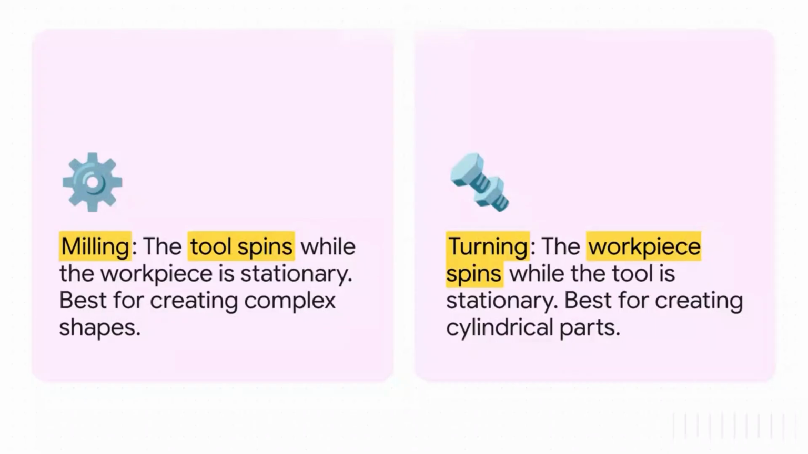You know, you'll often hear people talk about milling and turning in the same breath. They're related, but the difference is actually really simple and really important. With milling, the tool is what spins, while the part you're cutting stays still. Think complex shapes like an engine block. With turning, it's the complete opposite. The part spins really fast, and the tool just stays in one place to cut it. This is perfect for anything round, like a metal shaft or a pin.